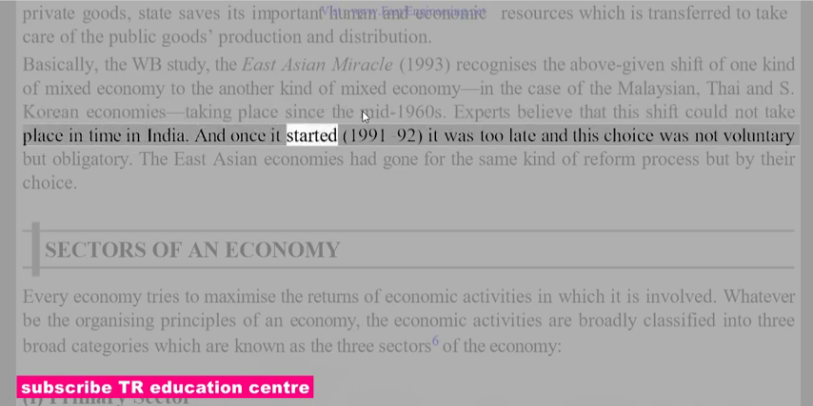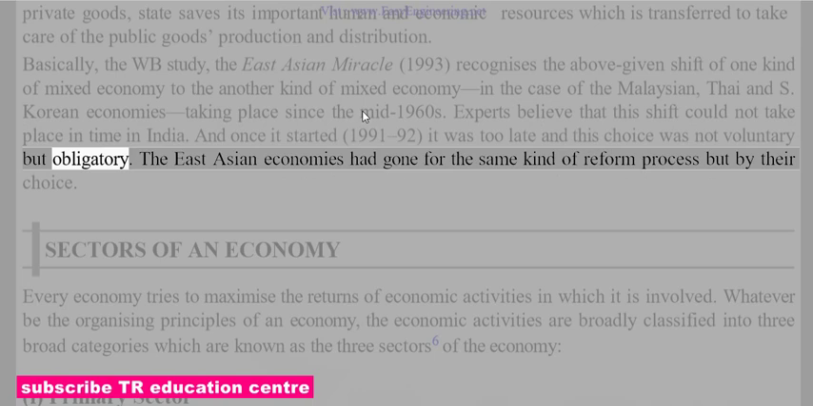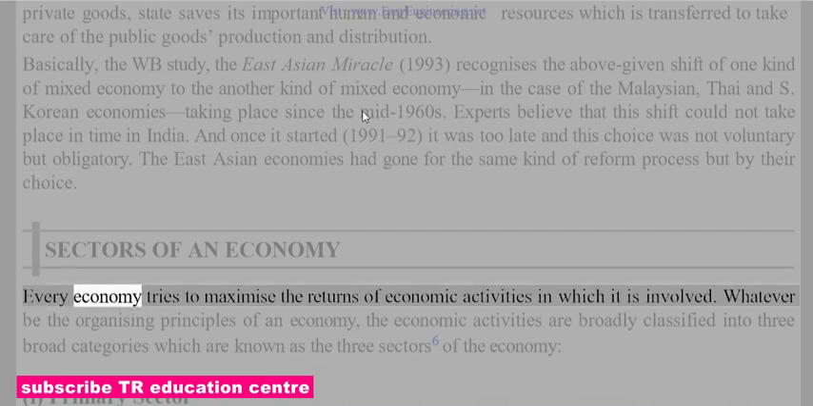And once it started, in 1992, it was too late, and this choice was not voluntary but obligatory. The East Asian economies had gone for the same kind of reform process, but by their choice. Every economy tries to maximize the returns of economic activities in which it is involved.